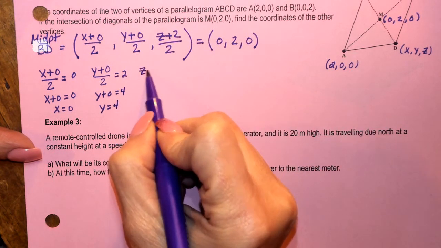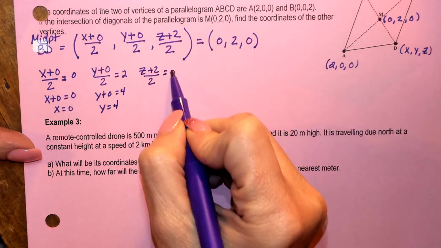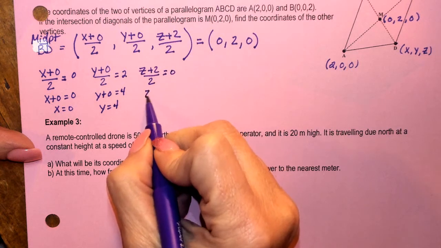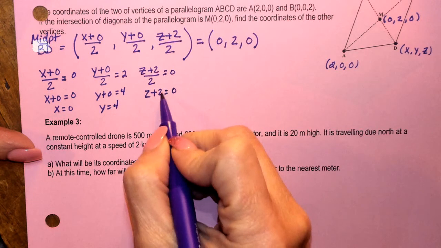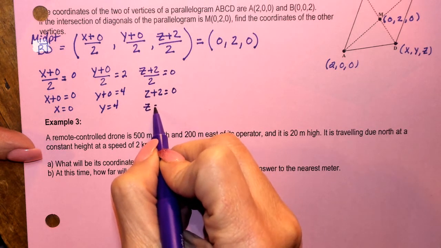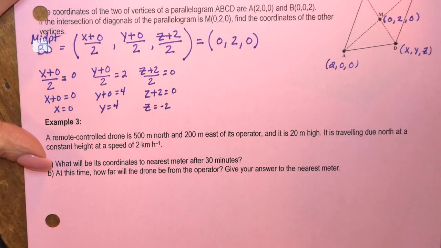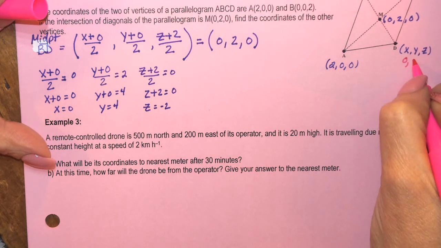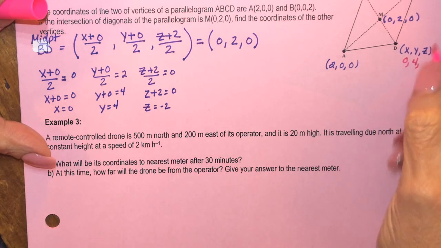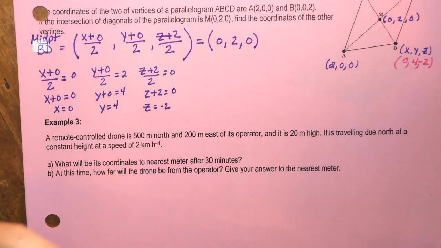Then I'm going to do Z plus 2 over 2 equals 0. Cross multiply, so Z plus 2 equals 2 times 0, which is 0. Subtract 2 from both sides, so Z equals negative 2. So that means that this ordered pair right here, let me get a different color, the X value is 0, the Y value is 4, and the Z value is negative 2. Okay, so I've got that one.